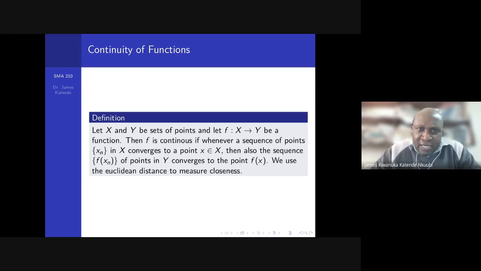So this defines a continuous function. That means if you're given a function and you want to show that it's continuous, you show that if any sequence converges to a point x in X, then the corresponding sequence obtained by evaluating the function at each point in the original sequence will also converge, and it converges to the value of the function at the point x. We shall use this in the next example, so keep it in mind.